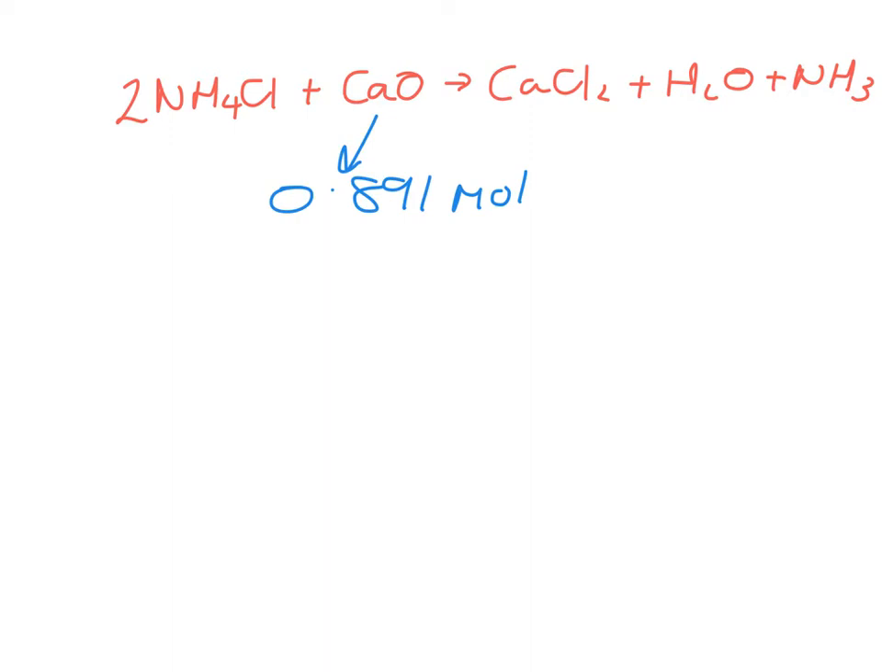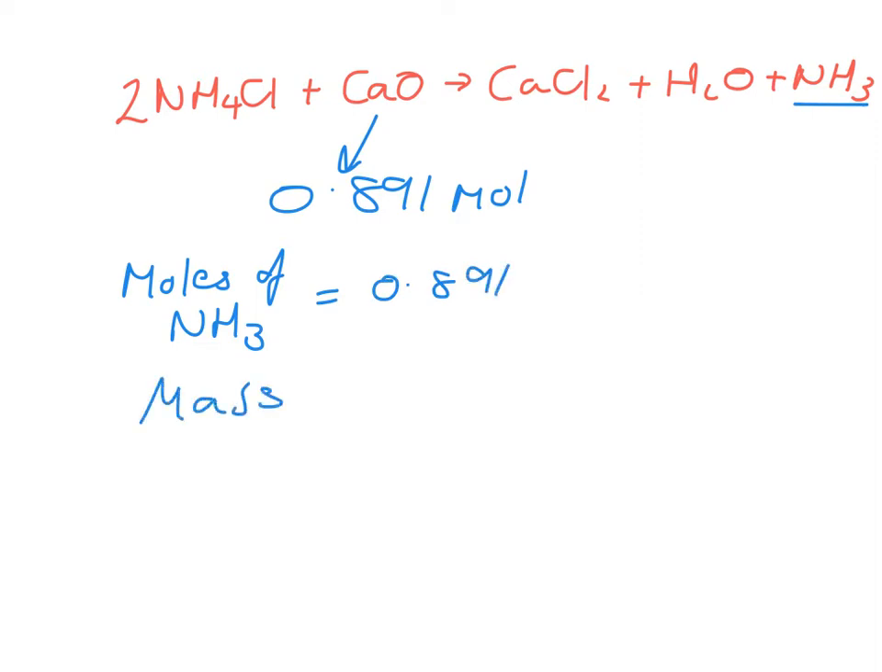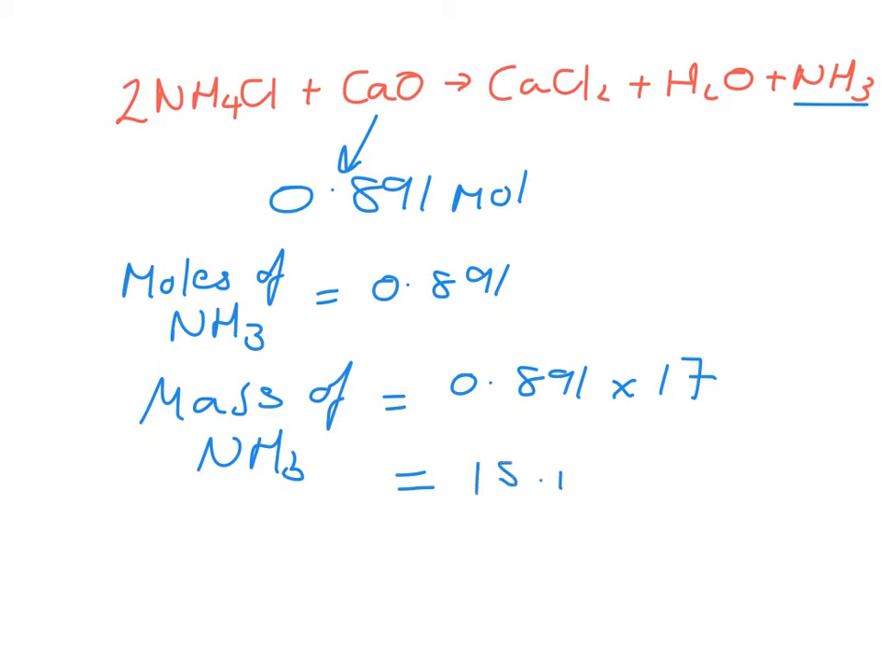So here's the equation again, and as I say, we're going to use the moles of calcium oxide. So for every 1 calcium oxide I make 1 ammonia, so the moles of ammonia is going to equal the same as that of calcium oxide. So that's 0.891 moles, and therefore to find the mass of ammonia, I'm just going to times that number by the molar mass, so 0.891 times 17, and that gives you 15.1 grams.